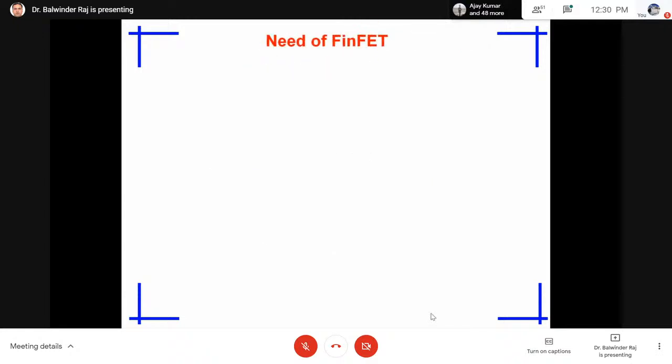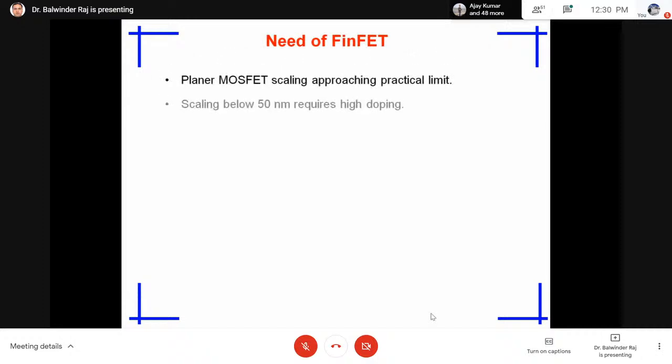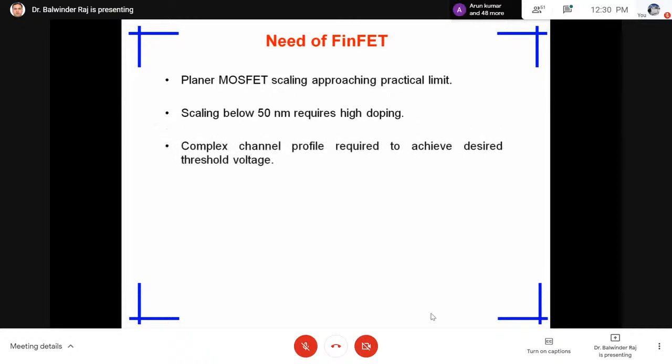So let me discuss briefly why we require the FinFET, what is the need of FinFET. As I mentioned, the planar MOSFET is approaching the practical limit and we cannot scale below 50 nanometer, and also high doping is required in the bulk MOSFET, while FinFET can work for low doping also. With high doping, there are so many other effects like surface roughness and scattering phenomena. With those, our mobility degrades in the devices, but mobility is required to be high.